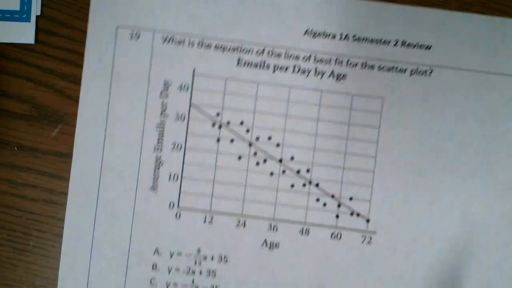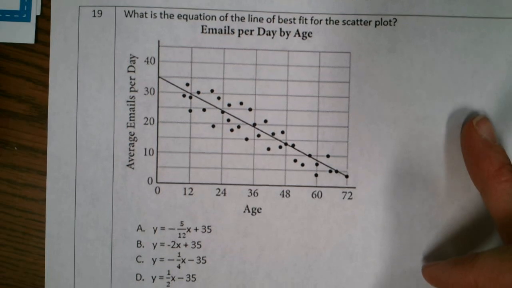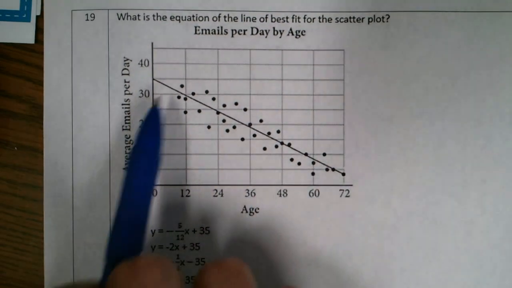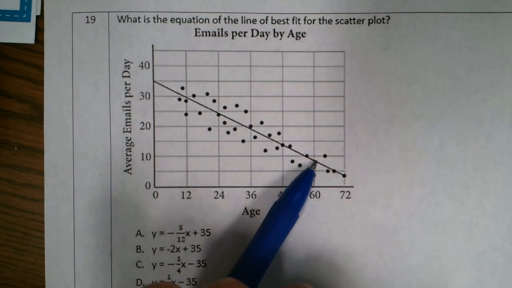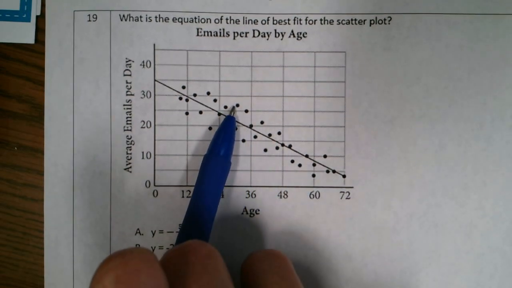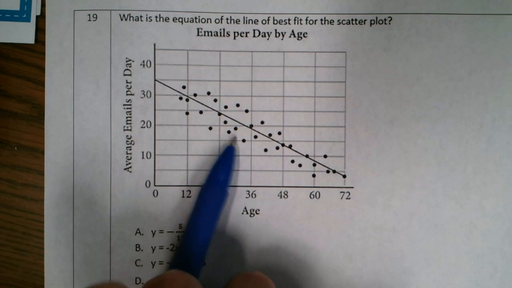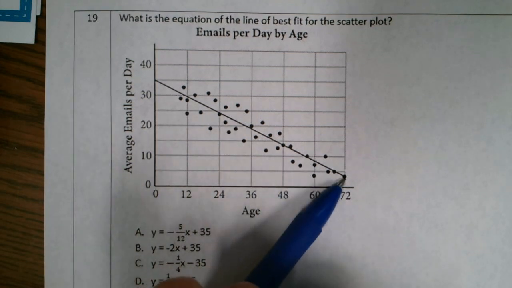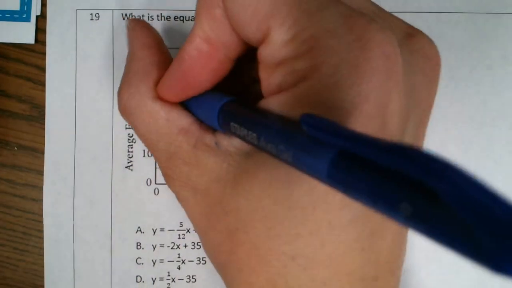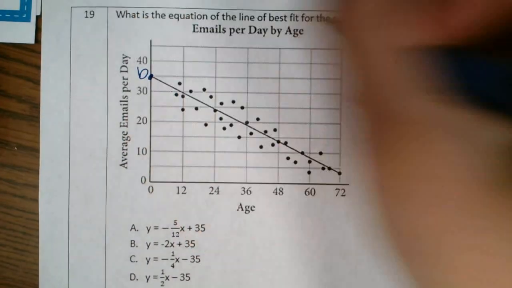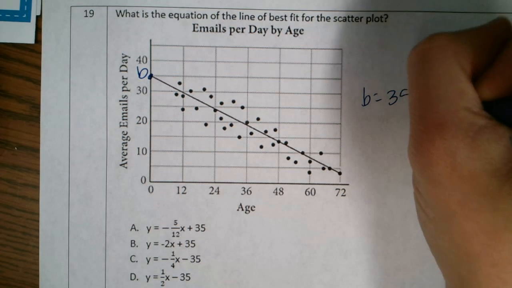Next, number 19. We have a line of best fit. For a line of best fit, it goes through basically the center of the spread of data. We should have some points above the line and some points below the line, and you might have some that actually go right through the line. If we look at our graph, we can see that our b right here is 35.